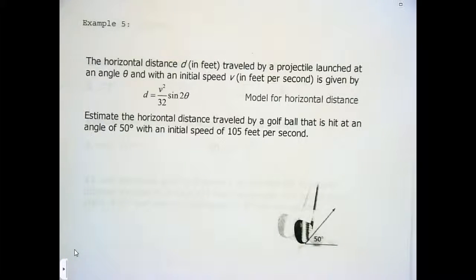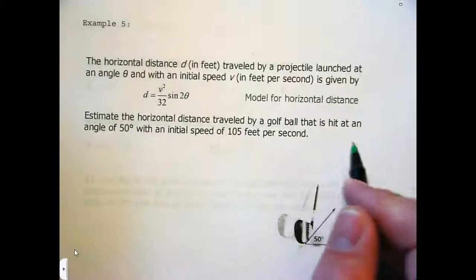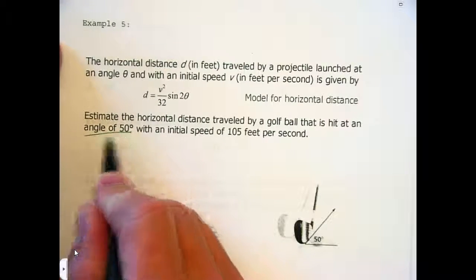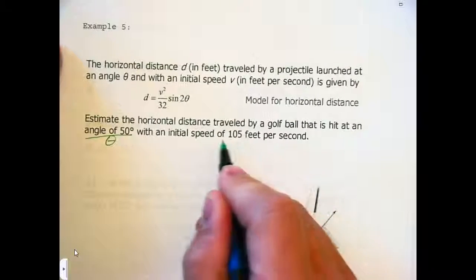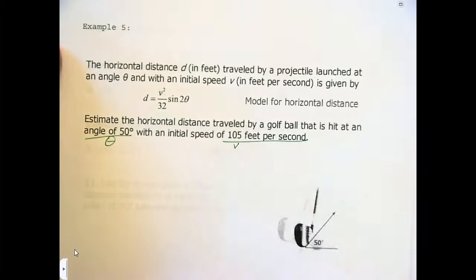So to continue our discussion on 9.3, one of the application type problems. The horizontal distance d in feet traveled by a projectile launched at angle theta with initial velocity v in feet per second is given by d equals v squared divided by 32 times sine 2 theta. Estimate the horizontal distance of a golf ball that is hit at an angle of 50 degrees, meaning theta, and an initial speed of 100 feet per second, that is our v.